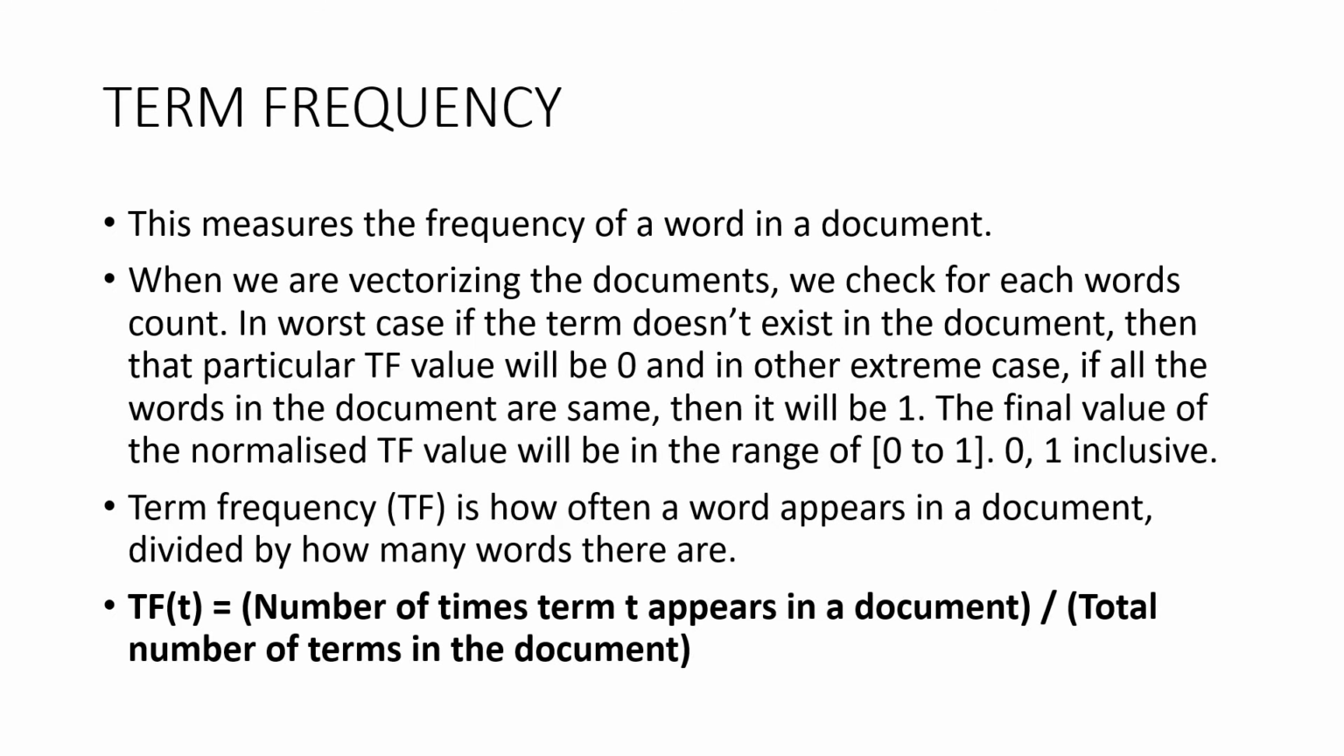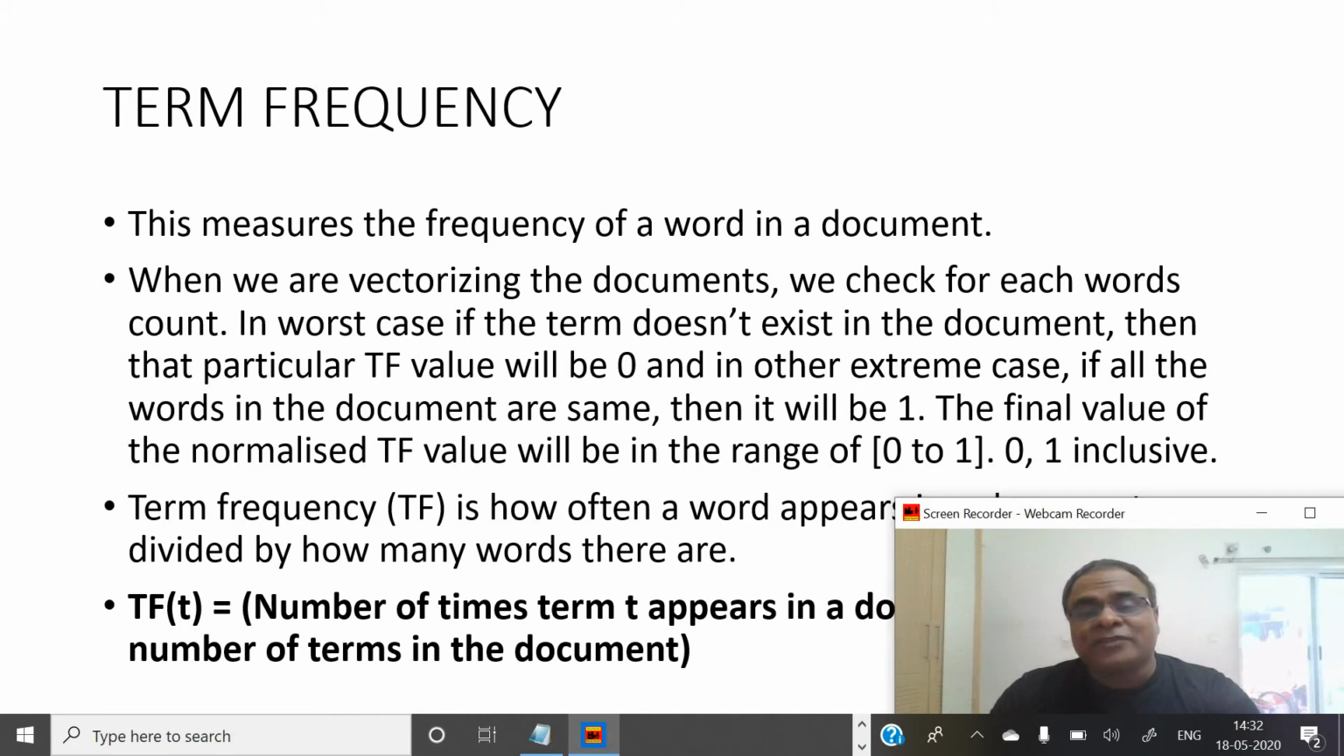Let's try to understand term frequency. This is very simple. It measures the frequency of a word in a document. When we are vectorizing the documents, we check each word's count. In the worst case, if the term doesn't exist in the document, then that particular TF value will be 0. In the other extreme case, if all the words in the document are the same, then it will be 1. The final value of the normalized TF value will be in the range of 0 to 1.